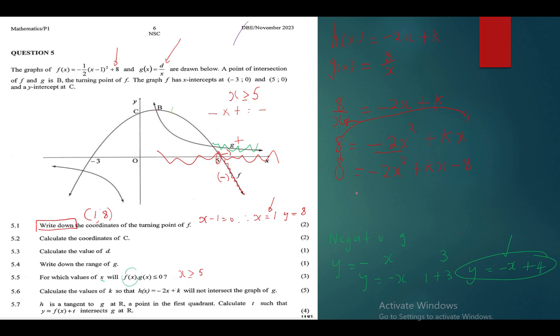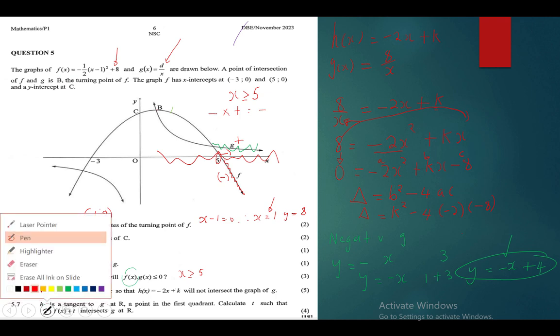So in this case, I will look for the discriminant first. I will say the discriminant of this quadratic equation is b squared minus 4ac. I will explain why I'm looking for the discriminant. The discriminant equals b, which is k, squared, minus 4, a is minus 2, c is minus 8. Here it's a, here it's b, here it's c. For sure you know how the quadratic function looks like.